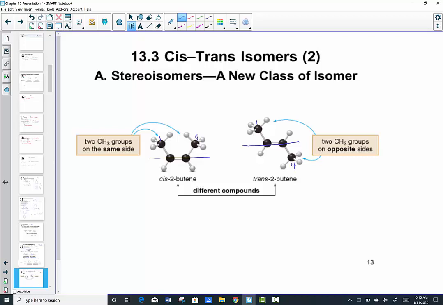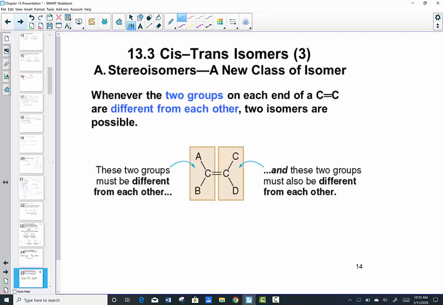You cannot twist this. That bond right here cannot just simply twist to convert from one configuration to the other. They are held in a fixed position, and therefore they are considered stereoisomers. Cis is same, trans is opposite. Whenever the two groups on each end of the carbon chain, the double bond carbons, are different from each other, we have two isomers that are possible.